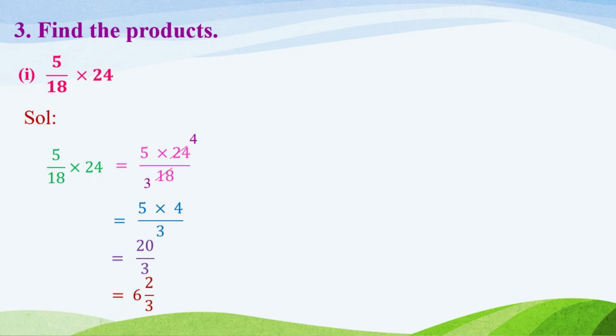Now convert the improper fraction into a mixed fraction. 20 is the dividend, 3 is the divisor. Now we can divide. We get 6 2 by 3. 6 is the whole number. 2 by 3 is a proper fraction.